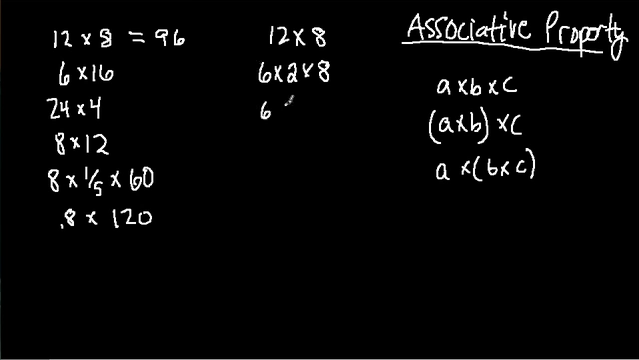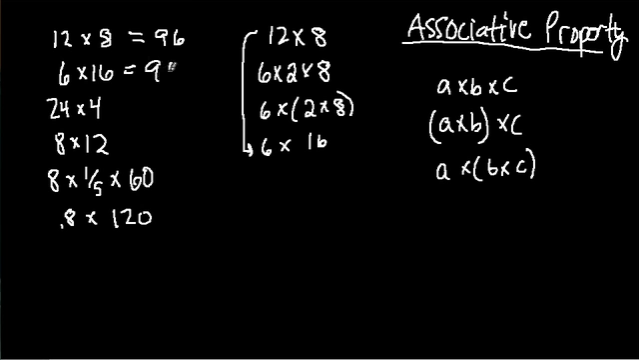Well, couldn't I do 6 times, and then 2 times 8 first? That's the associative property. I can group these two numbers first. And what's 2 by 8? Well, that's 16. And then we get this new problem, 6 by 16. So within a couple of steps, we haven't changed anything. We went from 12 by 8 to 6 by 16, and that's still got to be 96.